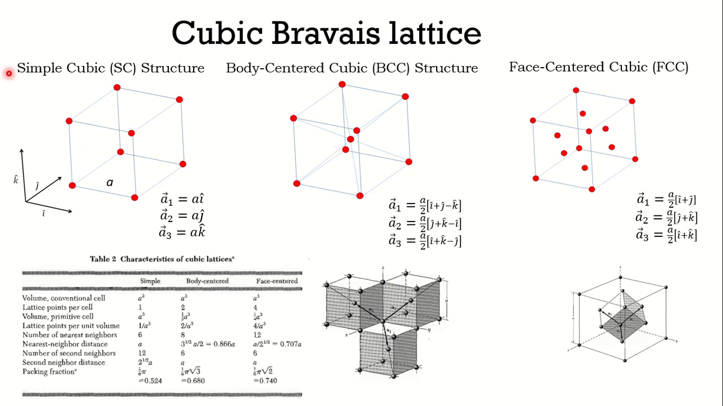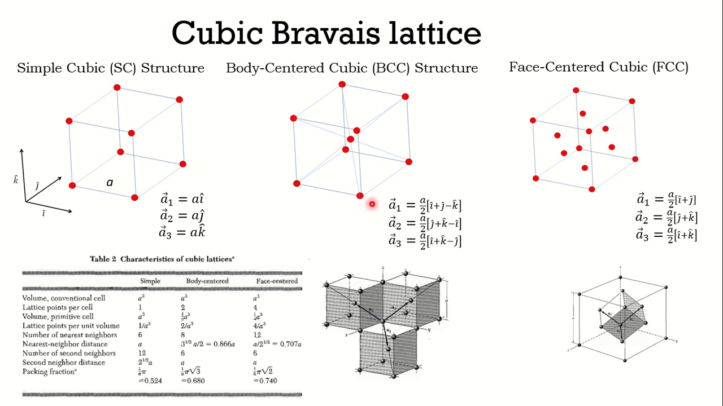For example, simple cubic, body centered cubic and face centered cubic. As I discussed, the simple cubic structure has one corner point at each of these corners. So there are a total of 8 corner points, and if I say this is my x axis, this is my y axis, this is my z axis, the primitive lattice vectors are a1 equal to a i cap, a2 equal to a j cap, a3 equal to a k cap. So these 3 vectors actually identify this one and this one. All the sides are equal.